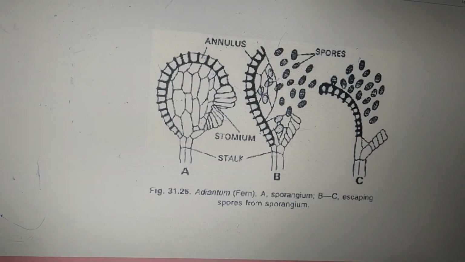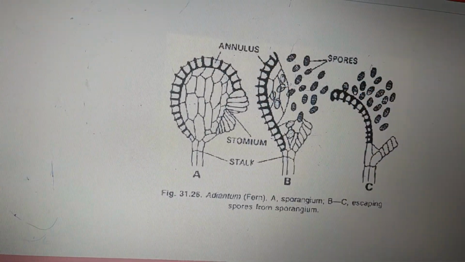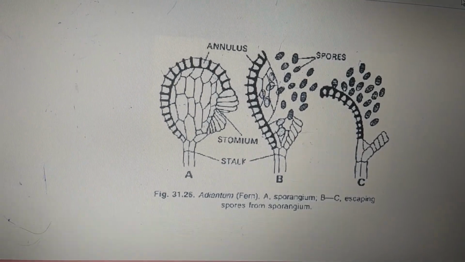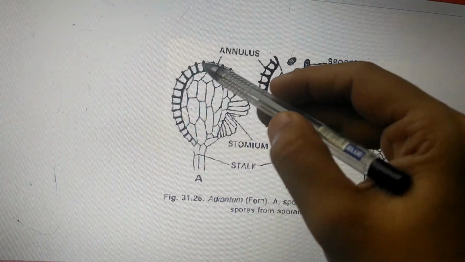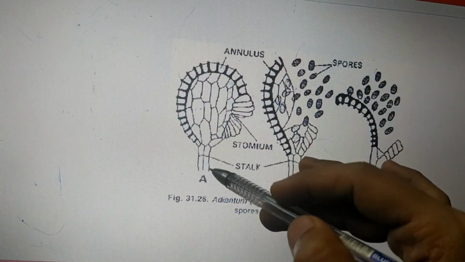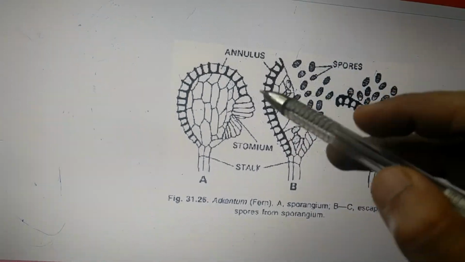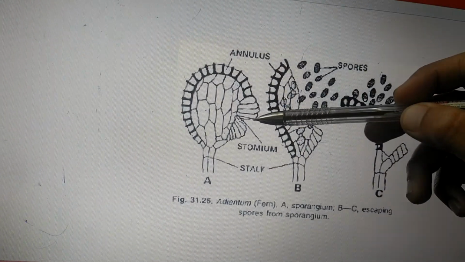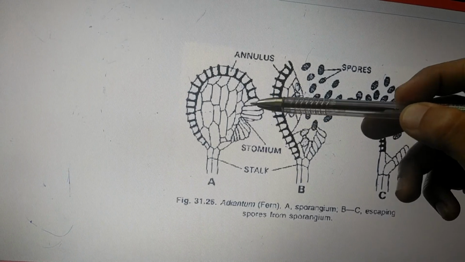Now the capsule is made up of a single layered wall. This capsule has only one layered wall, which consists of 2 portions. This uppermost globular structure is the capsule. This is the stalk. The capsule is made up of one single layered wall, and in this wall there are 2 portions, the annulus as well as the stomium. The stomium has 2 portions, the upper stomium and the lower stomium.